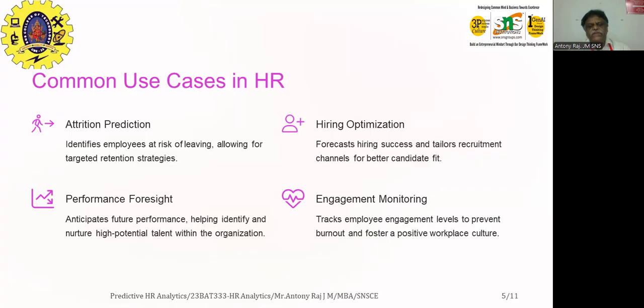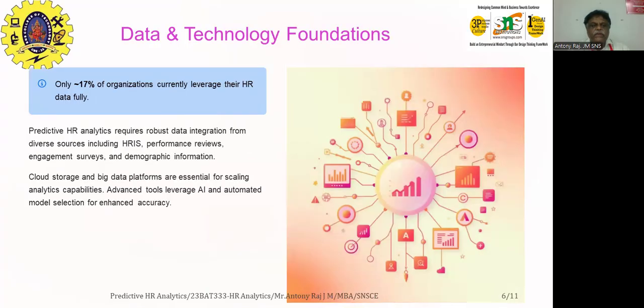And then performance foresight. That means performance monitoring, to identify how is the performance of a particular employee, and anticipate the future performance and all. Engagement monitoring, and how the various engagement activities currently working in the organization, how the engagement programs are working, and what is the impact on the employees. In all this, predictive analytics actually plays a very big role.